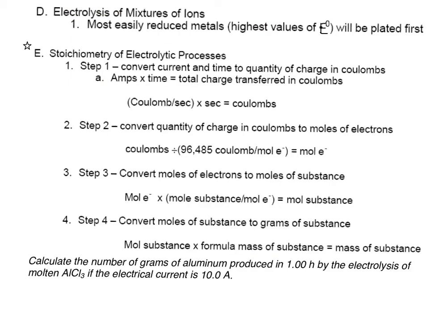When looking at electrolysis or electroplating reactions and trying to figure out what's going on, your most easily reduced metals, the ones at the top of your chart, are the ones that are going to get plated first. Most electrolysis reactions, you do the problems exactly the same way as you do a regular galvanic cell reaction. The main thing to keep in mind is that your E cell is going to be negative instead of positive since it's a non-spontaneous reaction.